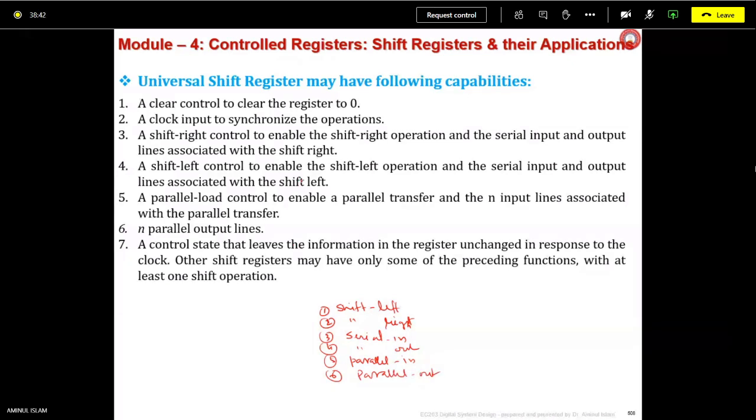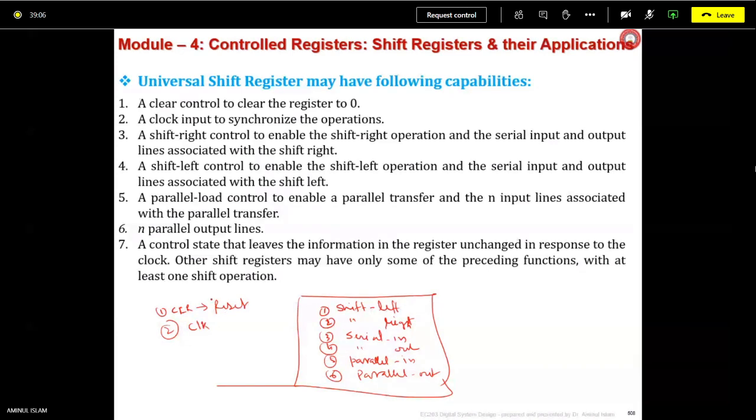Let us read what it is telling. This is what I wrote from my memory. A clear control to clear the register should be there: control signal clear, or say reset, clears the content of the register. A clock input must be there, CLK, to synchronize the operations. Then shift right control should be there, then only shift left or shift right is possible. Then shift left control, parallel load control should be there, and parallel output lines should be there.